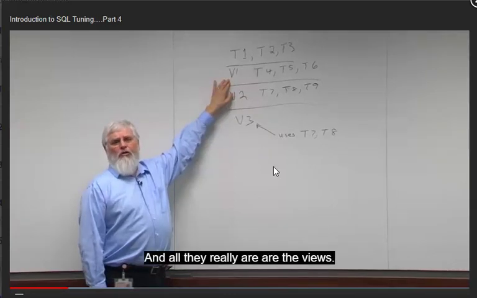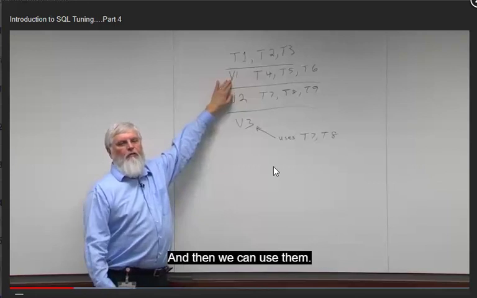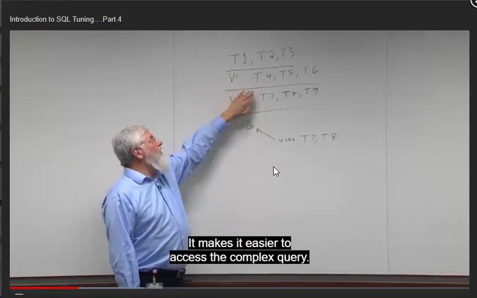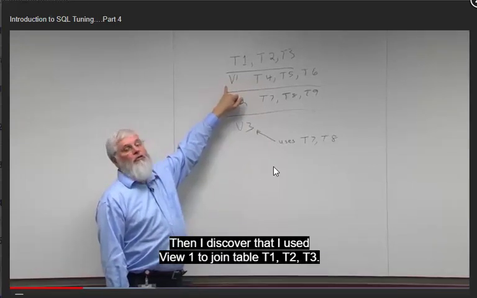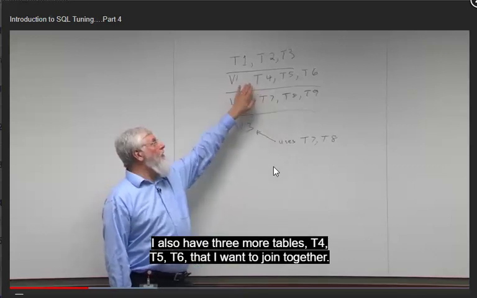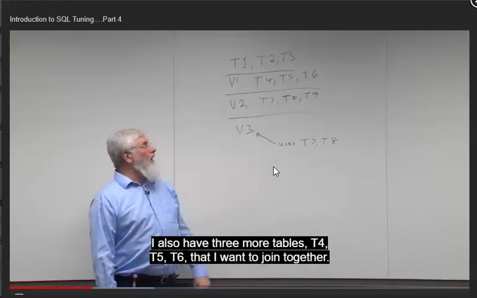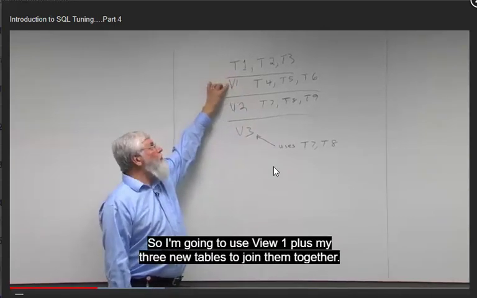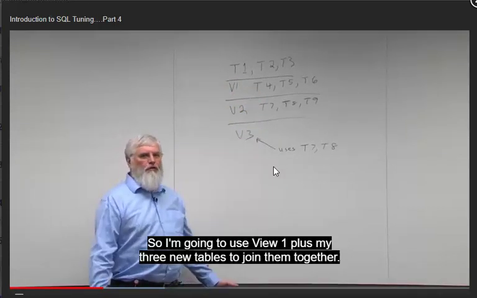And all they really are, the views are just stored queries that we store in the data dictionary, and then we can use them. It makes it easier to access the complex query. Then I discover that I used view 1 to join table T1, T2, T3. I also have three more tables, T4, T5, T6, that I want to join together. And I create another view to do that because I want to join in with the original one, so I'm going to use view 1 plus my three new tables to join them together.